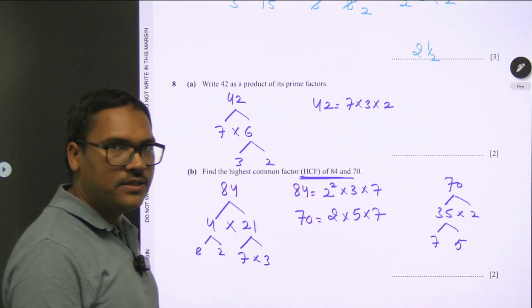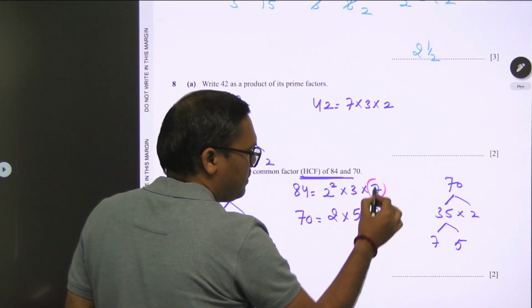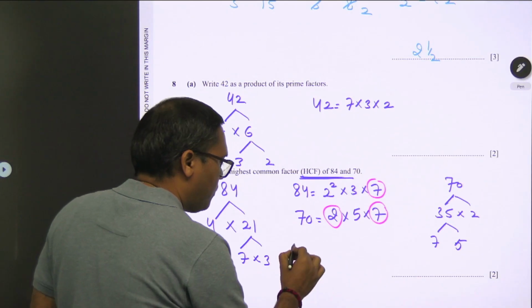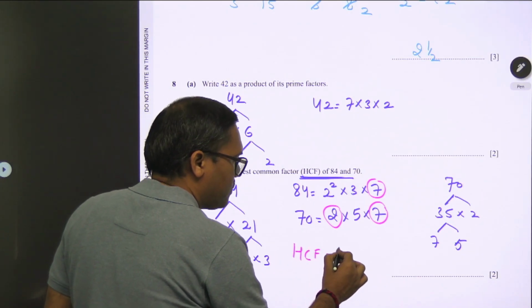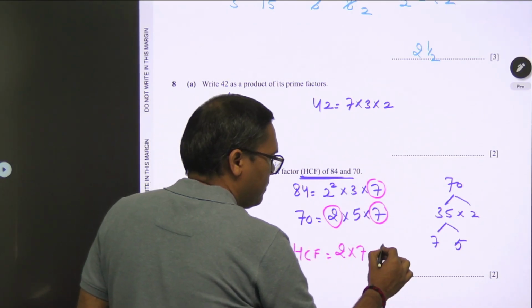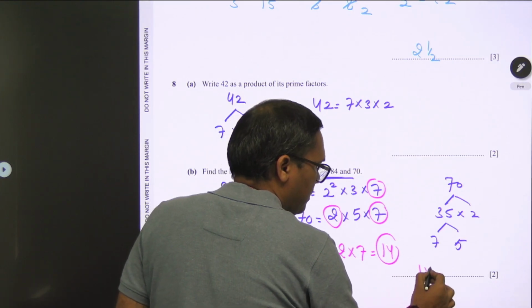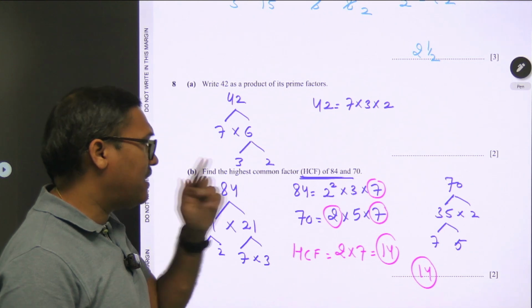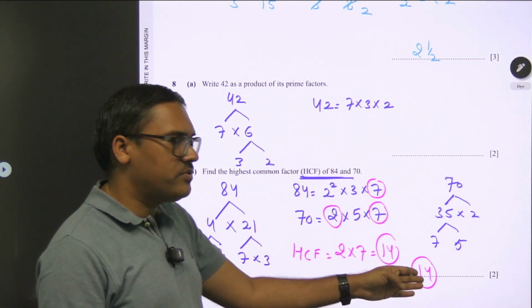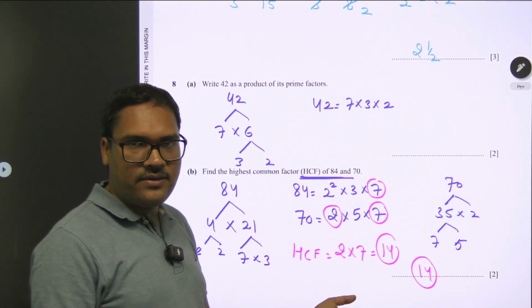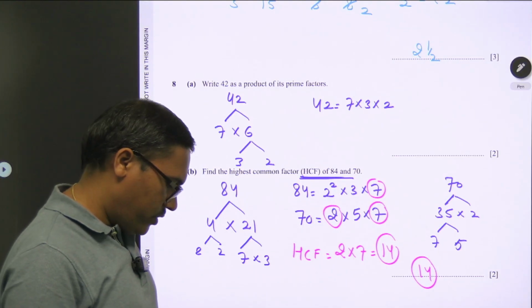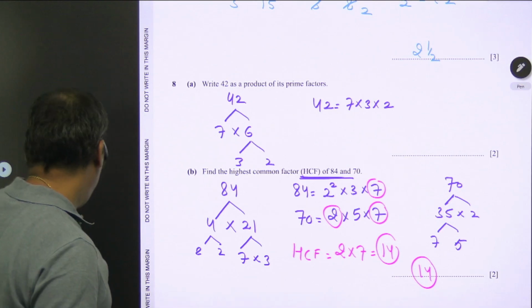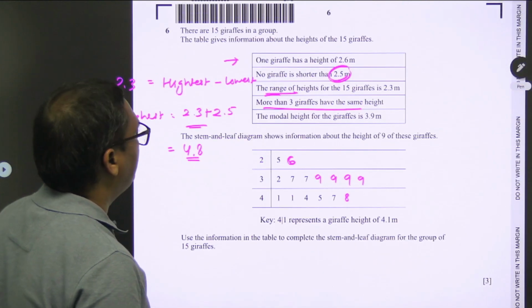So what is common in this? We can say 7 is common, and 2 is common. So what is the HCF? 2 is common, and 7 is common, which is 14. So what is the answer? 14 is the HCF of these numbers. Otherwise, you can write all the factors of these numbers, which is another way to find the HCF. So yes, 14 is the answer for this question. Now let's move to the next question.